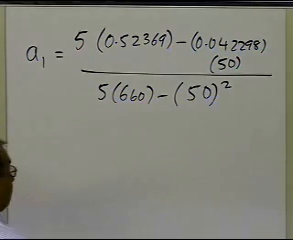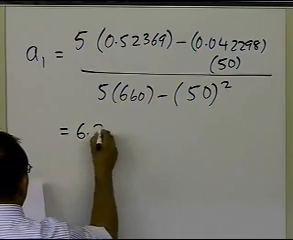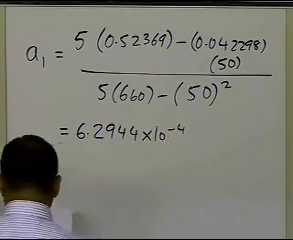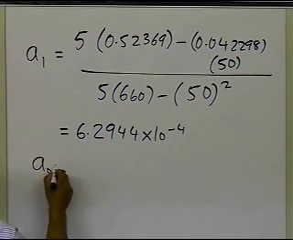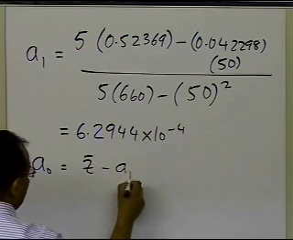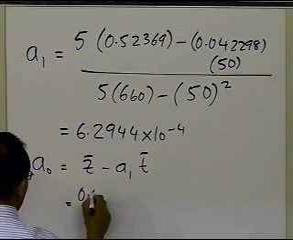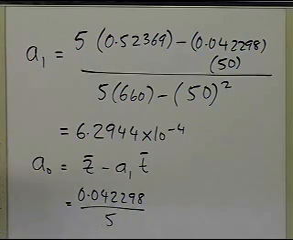So these are all the summations which I needed, and those are the ones which I showed you on the previous board. And this A1 value turns out to be 6.2944 times 10 to the power minus 4. Now you need to calculate A0, which is z bar minus A1 t bar. Z bar is nothing but the average value of z, which is 0.042298 divided by 5 because I have 5 data points.